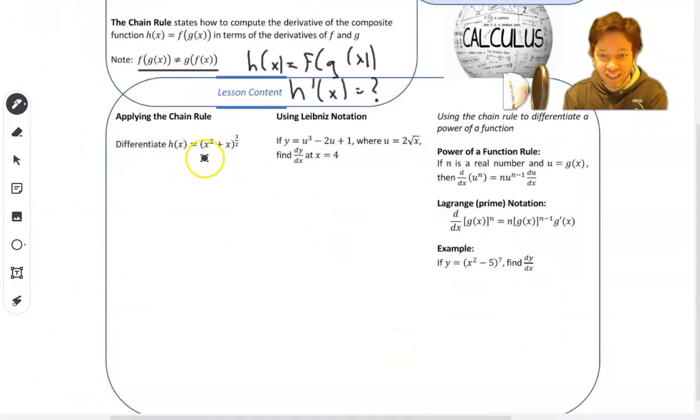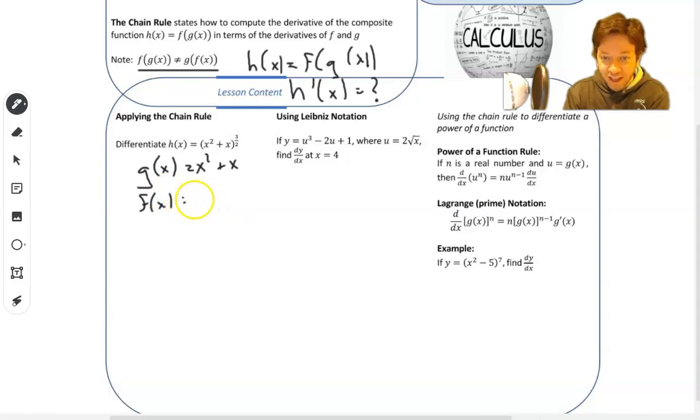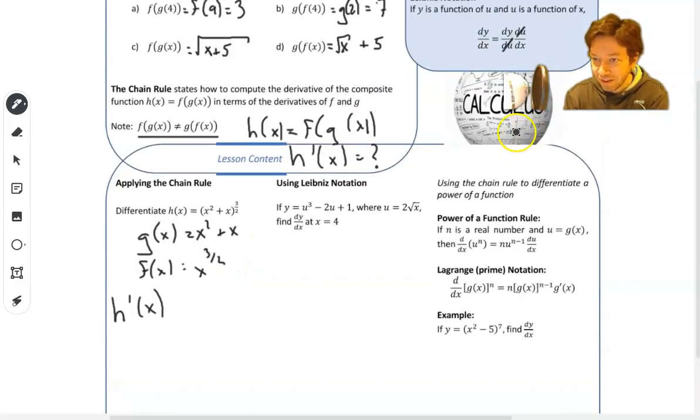So here we have some function h, and it's written as x squared plus x, all to the power of 3 over 2. So that's a composite function. You can think of g of x being x squared plus x, and you can think of f of x in this case being x to the 3 halves. So to find h prime of x, let's go back up here.